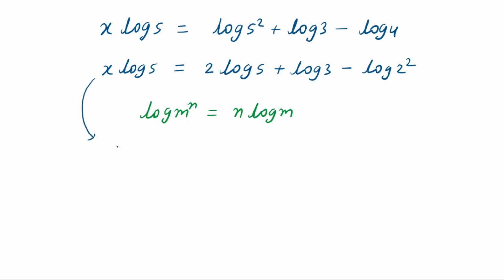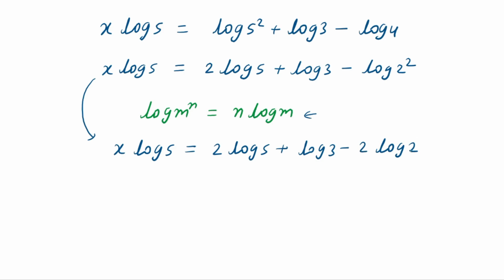Now on the left hand side, x times log 5 is equal to 2 times log 5 plus log 3 minus, and here we can apply this rule, then this log 2 power 2 is the same as 2 times log 2. Now divide both sides by log 5, and the right hand side is also divided by log 5.